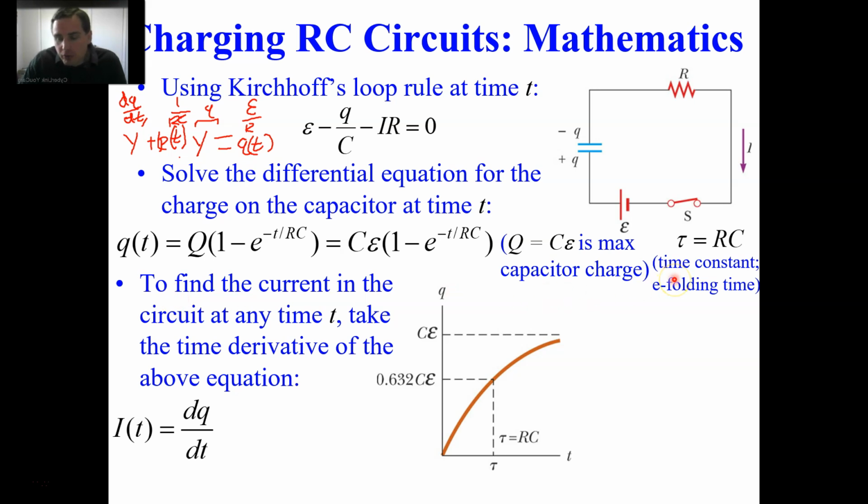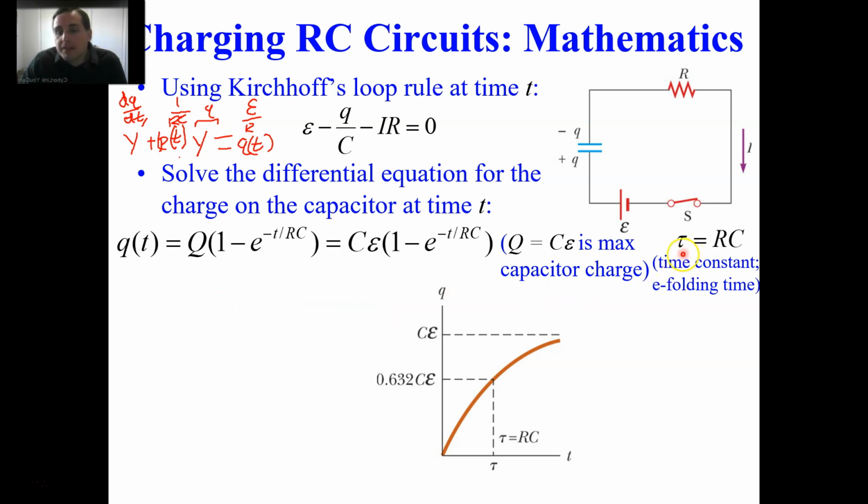Now, by the way, I should quickly say this time constant corresponds to an E-folding time. Notice 0.632 is the same thing as 1 minus e to the negative 1 power when t is equal to RC. That is to say, when we've reached 1 E-folding time, we're at about 63.2% of the maximum charge, because this is 1 minus e to the negative 1 power, which is 1 minus 1 over e.